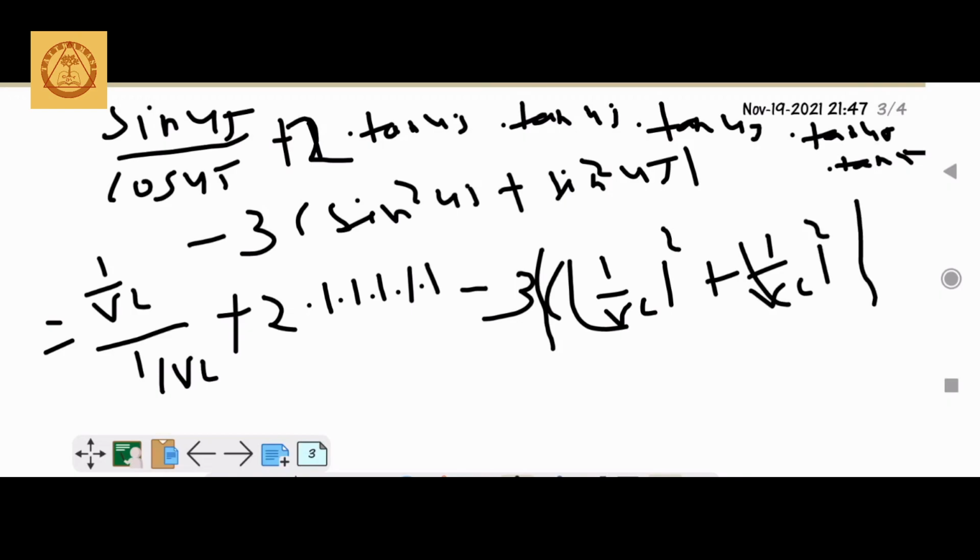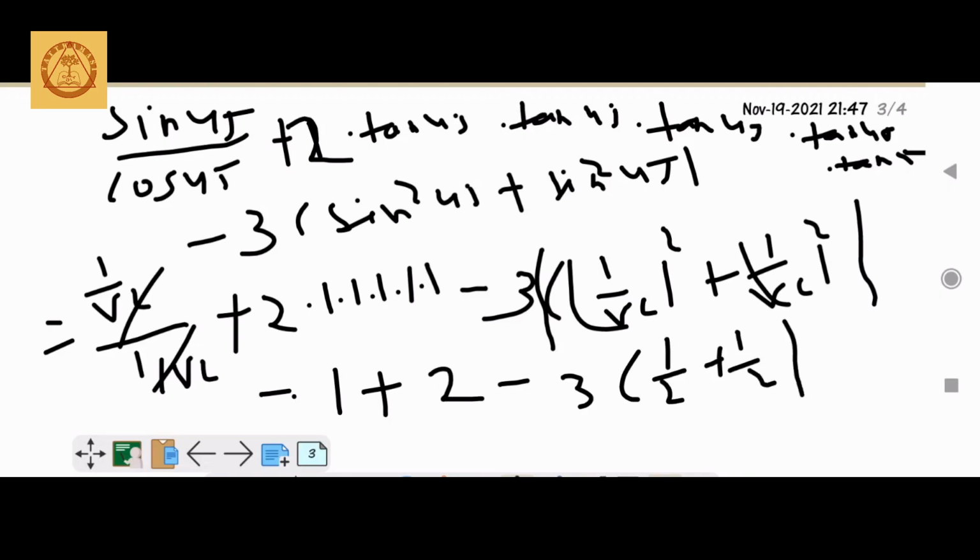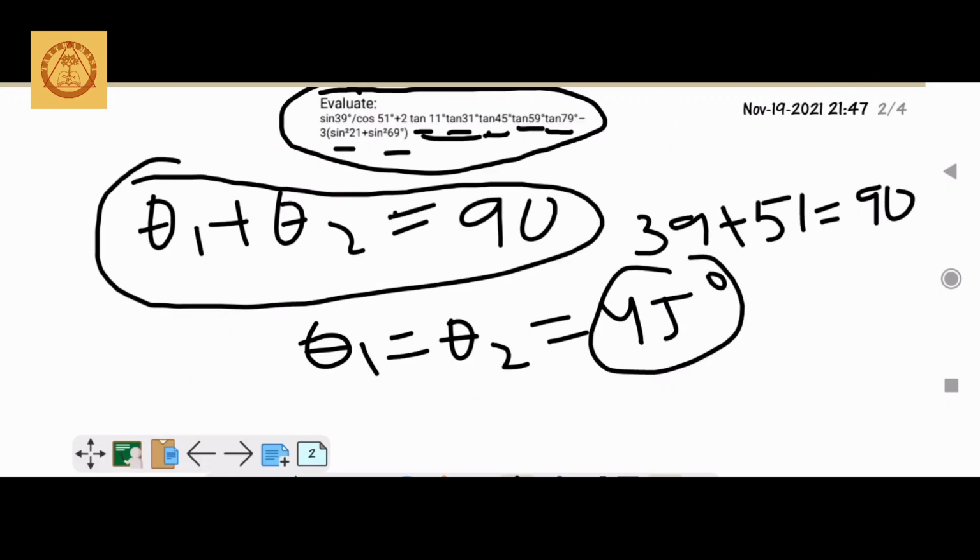So from here the 1 by root 2 and 1 by root 2 cancel, 1 is there, and then 2 minus 3. That is half plus half, which is equal to 1. So that is 1 plus 2 minus 3, which is equal to 0. We did it in a long step, so it becomes 0.